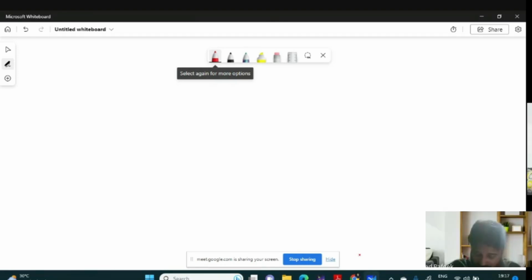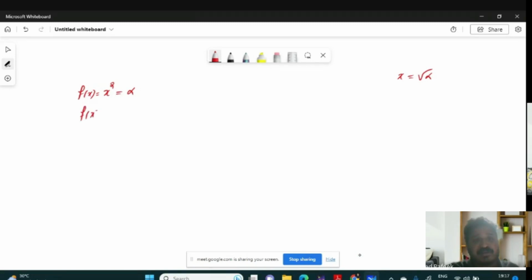Consider the Newton-Raphson method applied to approximate the square root of a positive number alpha. That means we need to solve x square equal to alpha, then x is equal to root alpha. That is the question. So let us take this as a function f of x. f of x is equal to x square minus alpha, or x minus root alpha is equal to 0.